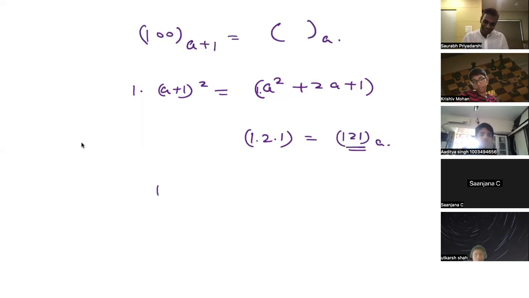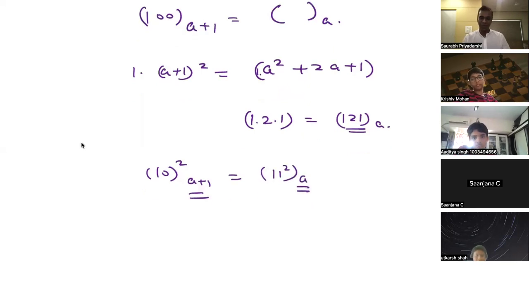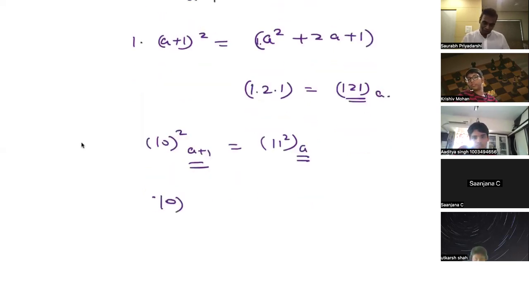Okay, this is 10 square with the base a plus 1 is 11 square with the base a. Or 10 to the power n with the base a plus 1 is 11 to the power n with the base a. Can you solve and can you prove this? Is this true or not?